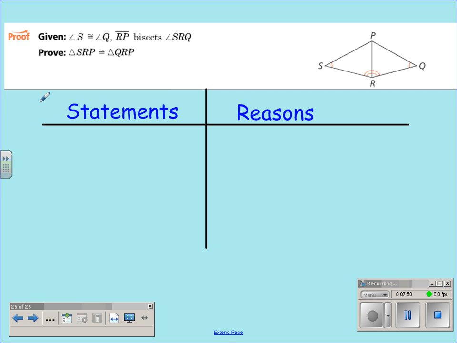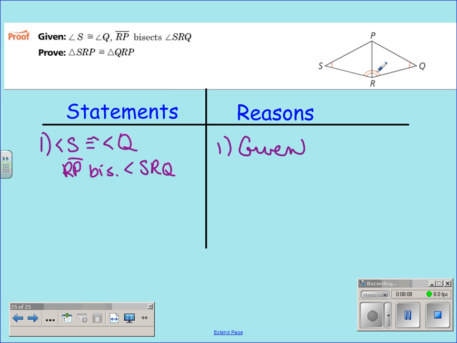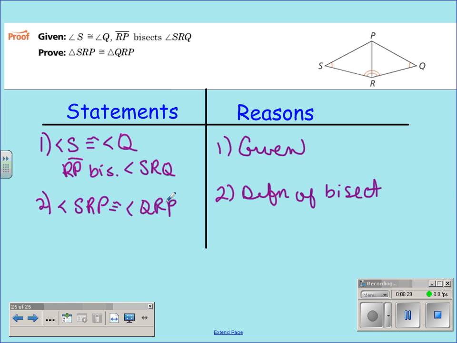Okay, one last proof before we close. So again, start out with your given. Angle S is congruent to angle Q, and RP bisects angle SRQ. So we're going to put that in there. Now, I don't like that in the picture. It's already got this angle marked as equal. And the reason they know that is because they did a definition of bisect. So we really need to say that those angles are equal. So even though it's marked in the picture, we need to state it. So angle SRP is congruent to angle QRP. And again, definition of bisect.